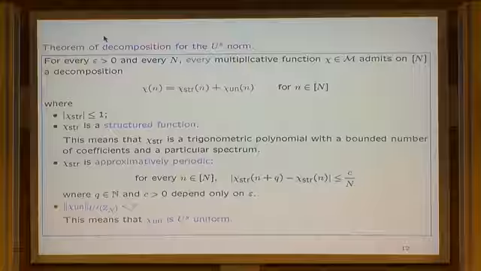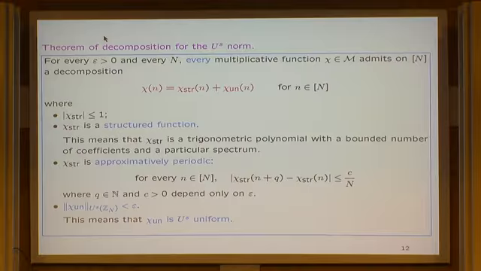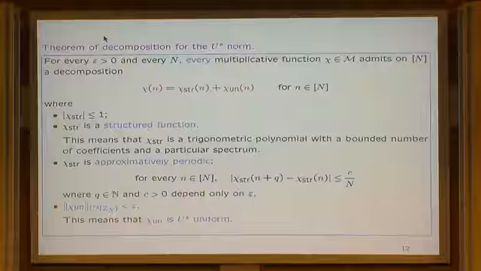So then, given a positive epsilon, every multiplicative function can be decomposed as announced into a structured function and a uniform function. First, the uniform bound: the structured function is bounded by 1 in absolute value. But it is structured, and that has several meanings. It is a trigonometric polynomial with a bounded number of coefficients, and bounded means depending only on this epsilon here. And we know the spectrum; the spectrum also depends only on epsilon.